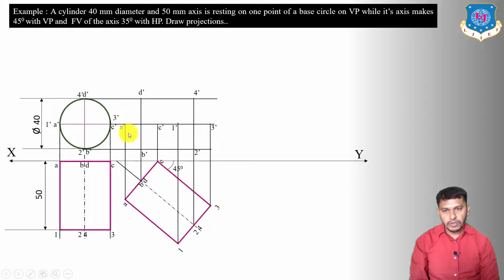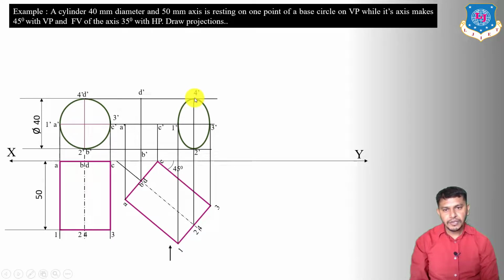Now to draw the front view, the observer is observing the figure from this direction. So now you can see that the top face is nearer to the observer than the base. Base is away from the observer, top face is nearer to the observer. So the top face of the cylinder is going to be visible in the front view, and it will be an ellipse. So we have to draw a freehand curve passing through 1, 2, 3 and 4, and it is going to be visible.